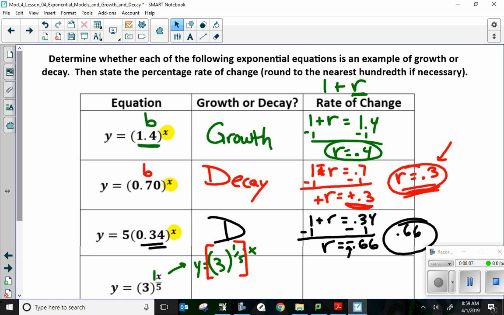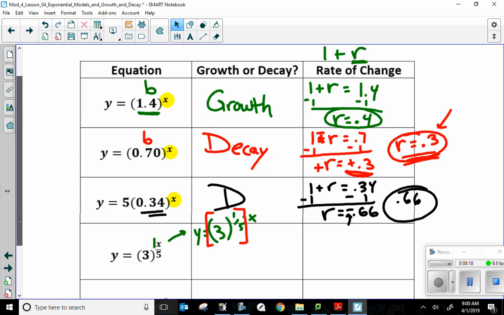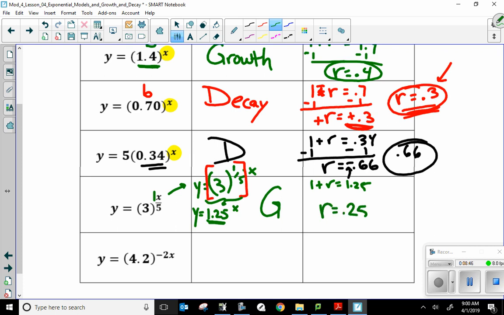Well, let's look at our directions here. Round to the nearest hundredth if necessary. If I look at my calculator, if I round to the hundredth, it's right here where the 4 is, so it'll be 1.25. So this is really saying y equals 1.25 to the x, because this right here in those red parentheses is 1.25. That b value is bigger than 1, so that is growth. And what is my rate of growth? Well, 1 plus my rate equals my b value. If I subtract 1, my growth rate is 0.25.